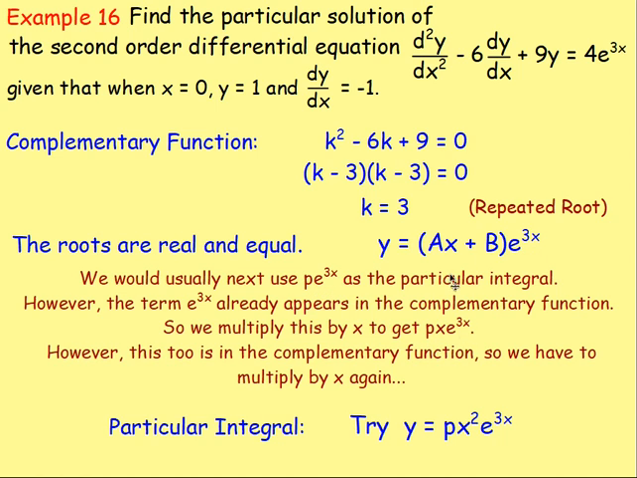And if you have something x e to the power of 3x, we've got something x e to the power of 3x, that will not work. So multiply by x again. So therefore this will be the particular integral.